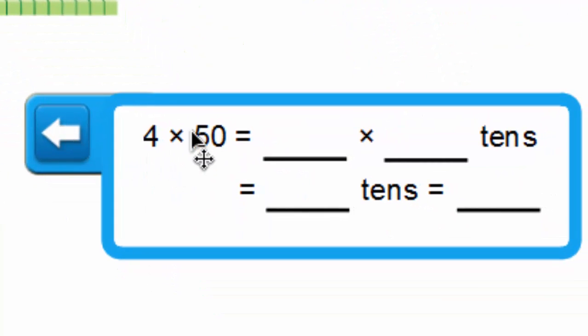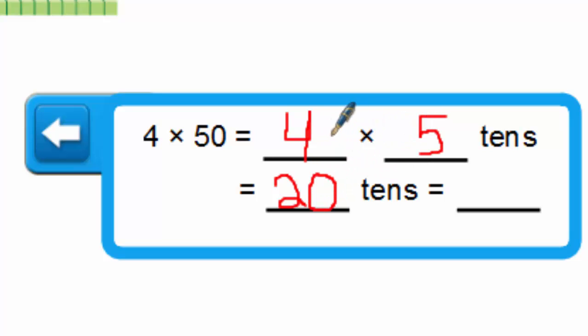Let's look at this one. 4 times 50 is how many? How many groups do we have? 4. And how many tens is 50? Good, 5 tens. So 4 times 5 tens is how many tens altogether? It's 20 tens. Good. 4 times 5 is 20, so it's 20 tens. 4 times 5 tens is 20 tens. How many is that altogether? It's 200 because 20 10 rods would be 200.